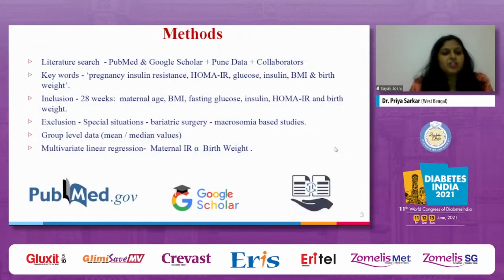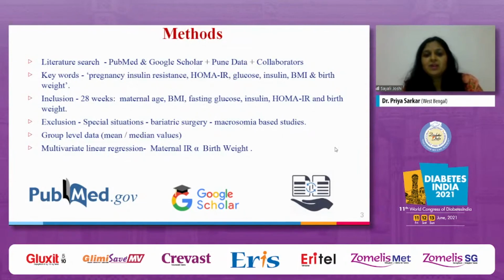We searched literature using PubMed and Google Scholar. We also had access to our departmental pregnancy studies and used data from those. Data was also shared by our collaborators on pregnancy studies. The keywords used for the literature search were pregnancy, insulin resistance, HOMA-IR, glucose, insulin, BMI, and birth weight.